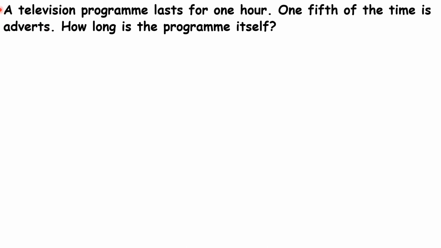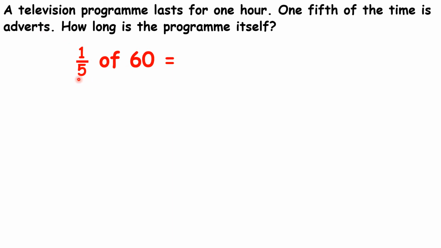A television program lasts for 1 hour. 1/5 of the time is adverts. How long is the program itself? An hour is 60 minutes. So if we find 1/5 of 60, that will tell us how many minutes of adverts the program has.